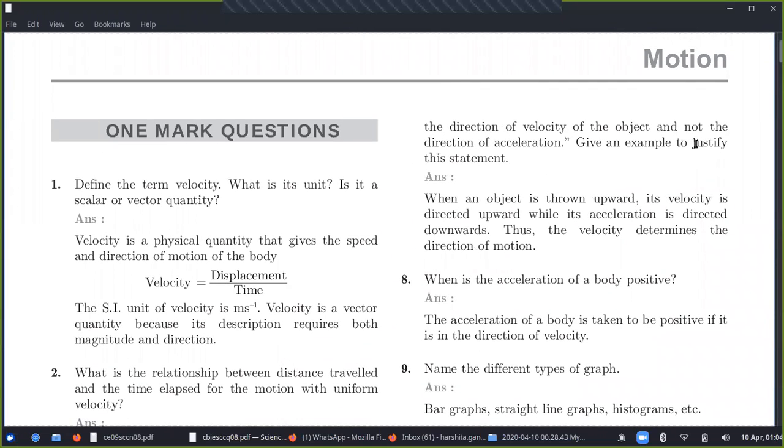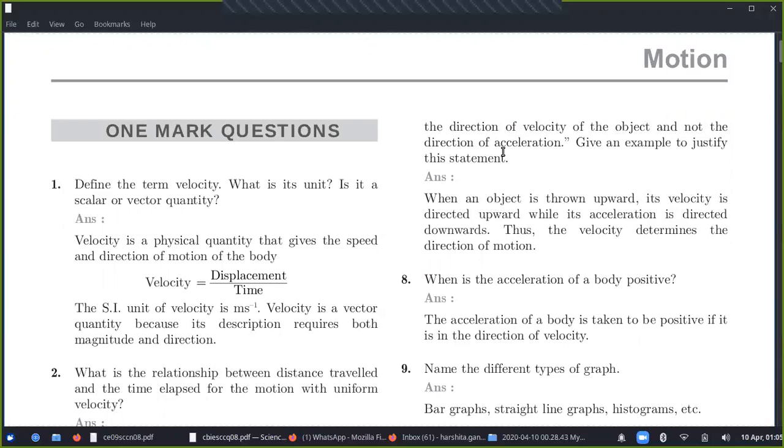Question number 7 is: the direction in which an object moves is given by the direction of the velocity of an object and not the direction of the acceleration. Okay, so the question says that, let's say I roll a ball in a particular direction. The velocity of the ball is in the same direction where it is moving. But what about the acceleration? Is the acceleration in that same direction? So the statement says that the direction of the motion is along the direction of the velocity and not the direction of the acceleration.